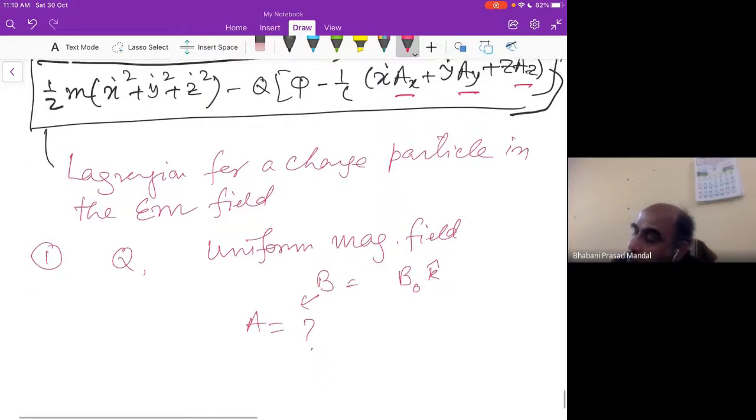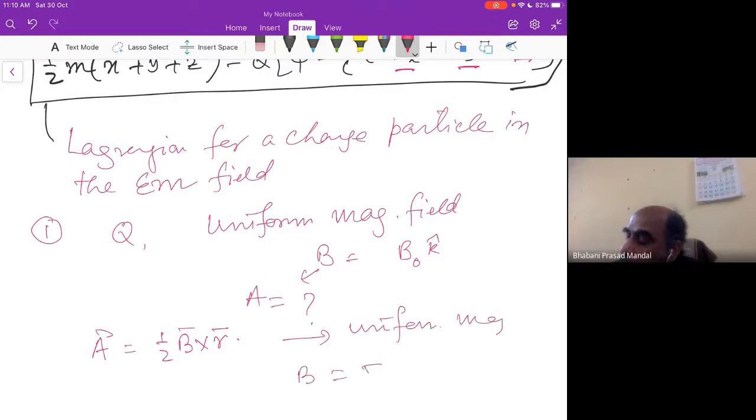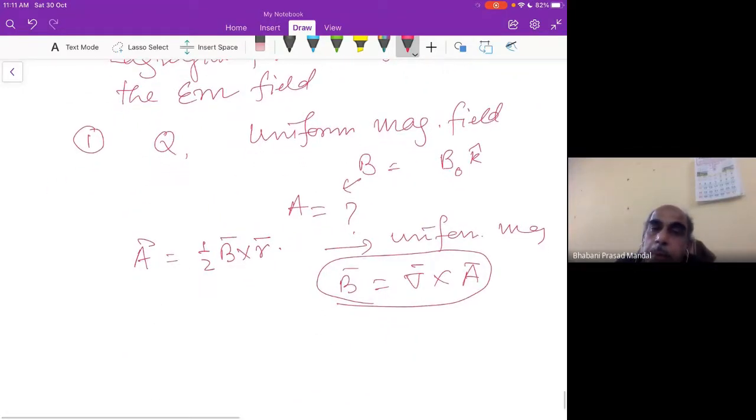For a uniform magnetic field we know A equal to half B cross R, I think. You should try to prove this for a uniform magnetic field. Otherwise you have to use B equal to curl of A. That is general and valid everywhere, but if you have a uniform magnetic field, you can find the vector potential by using this. So let me calculate this.